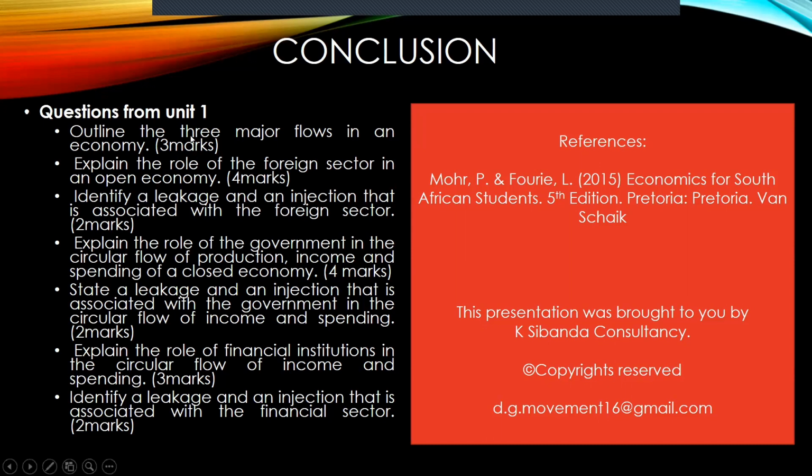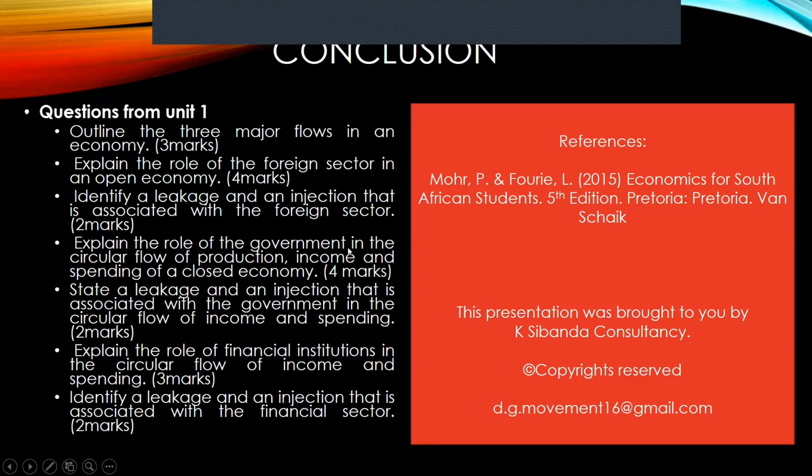The first question says: outline the 3 major flows in an economy. I think I've mentioned this over 3 times tonight. Can anyone tell us any one or even 3 of them? The major flows of income. Yes. Production, income, and spending. Thank you so much, that is exactly it. So that's 3 marks already.